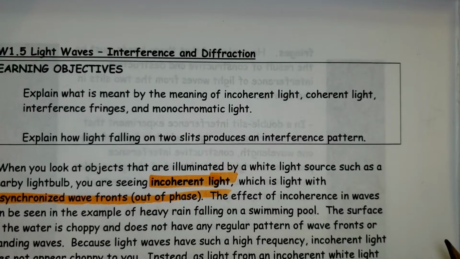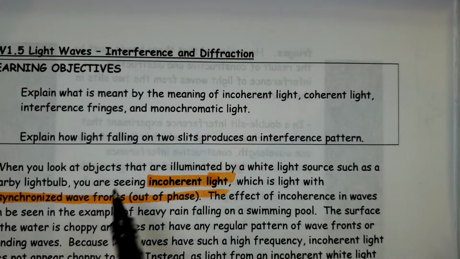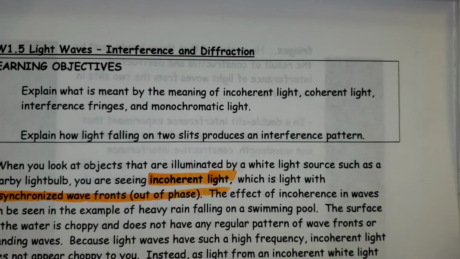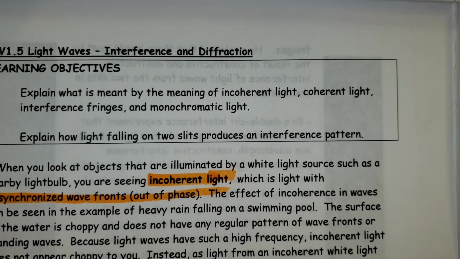Physical Science 20. This is the PW1.5 section, light waves, interference, and diffraction. So in the last video, we looked at the properties and speed of light, determining that. Now we look at some other things that can happen.